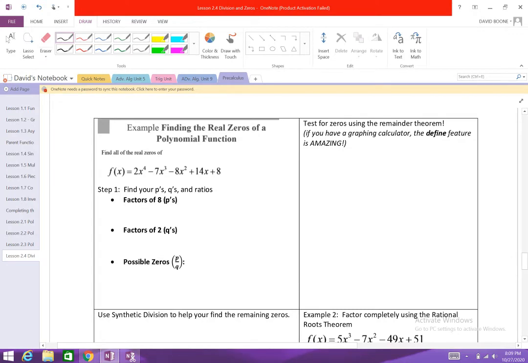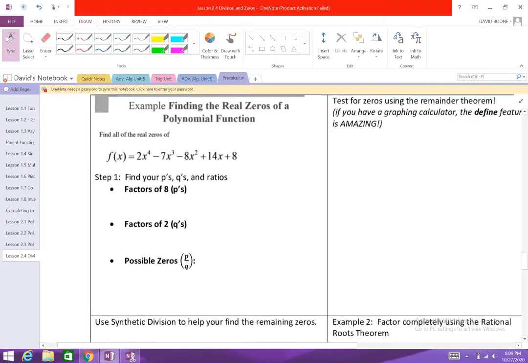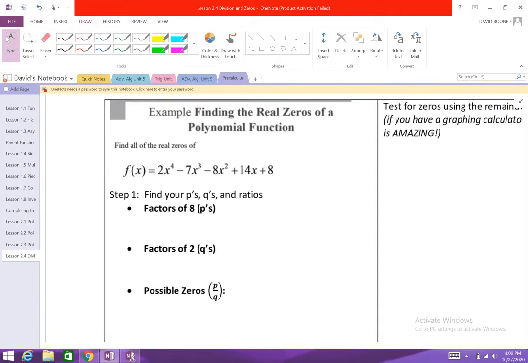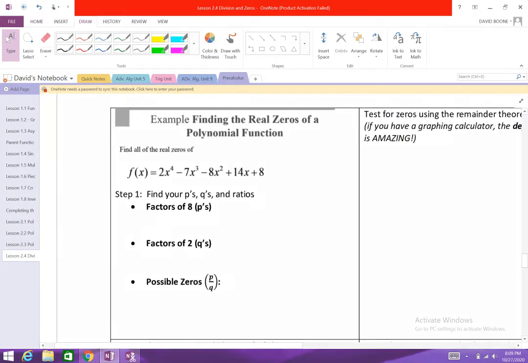Okay, so here's our polynomial. I'm just going to blow this up so I get a little better writing room. What I want to do is look at finding where my p's and my q's are. Looking first at finding all the p's, remember the p's all come from your constant coefficient. So I'm looking at trying to find all the factors of 8, because those are all the p's.